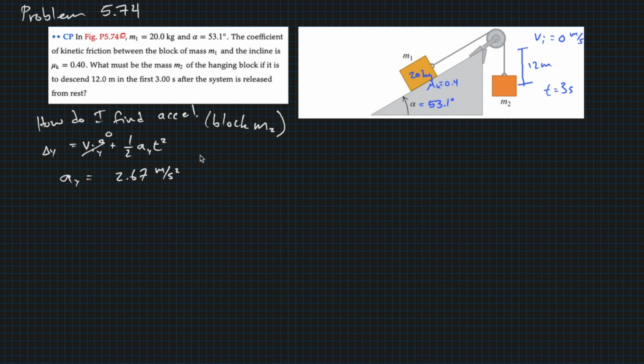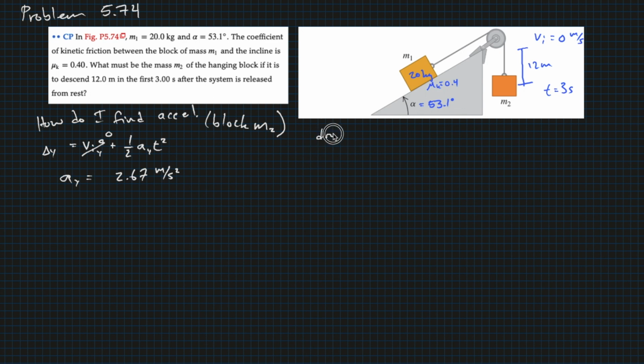Okay, so we got our acceleration of M2. That's really good, because that means that I can take that value and apply it to the entire system and every individual piece of the system, which means that block M1 must be accelerating at 2.67 meters per second squared. So let me take that information and draw out a free body diagram of M1. I'm going to do it over here.